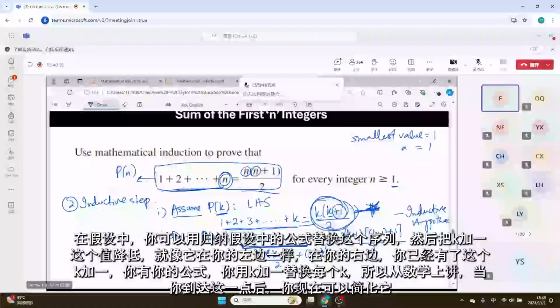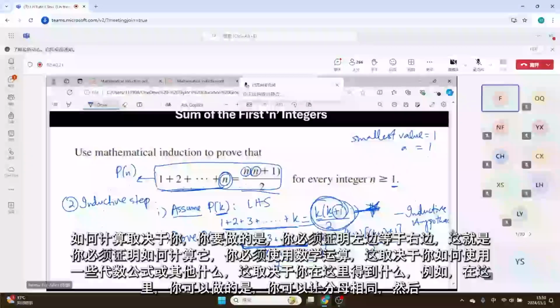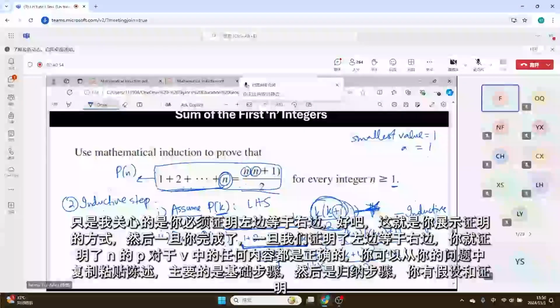Now, after you reach this point, it's up to you how you compute it. What you have to show is that the left hand side is equal to the right hand side. How you compute it, you have to use mathematical operations, and that's up to you. Maybe you can use some algebraic formulas, depending on what you get. For example, here you can make the denominator the same. What we are concerned with is that you show the left hand side is equal to the right hand side. Okay, so that is how you show the proof.